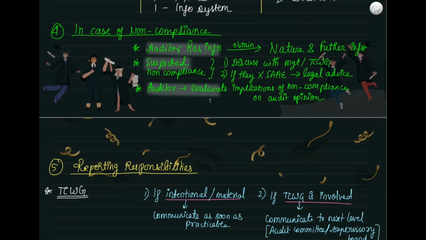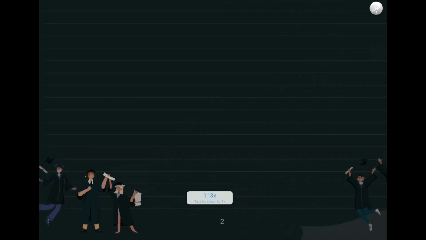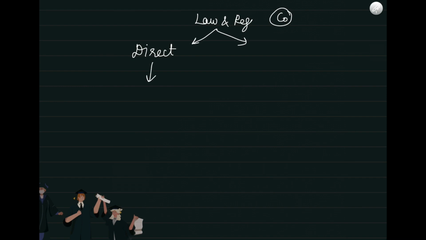Yes, so before we get into SA-250, like we always discuss about the standards, let me briefly explain what this standard talks about. The standard tells you, see, in India, there are a lot of laws and regulations that a company has to follow. Now, these can be bifurcated into two parts. One is the laws and regulations that have a direct effect on your financial statements, and the other one is an indirect law and regulation that will not have a direct effect on your financial statements.